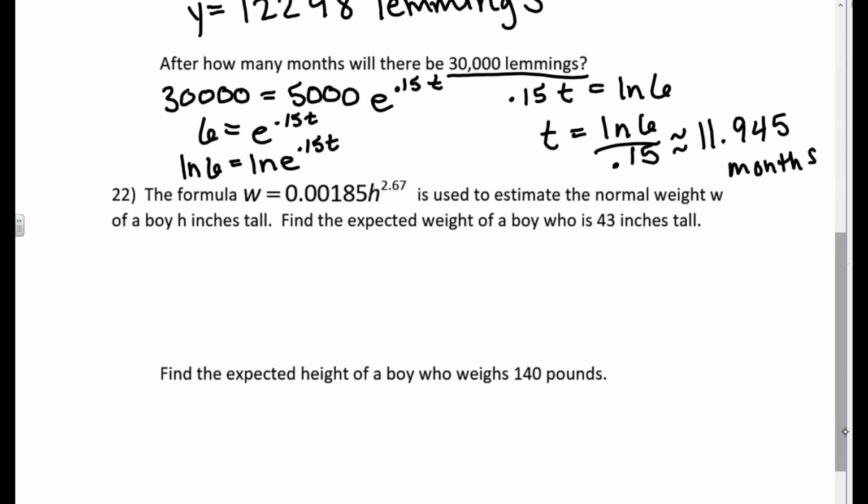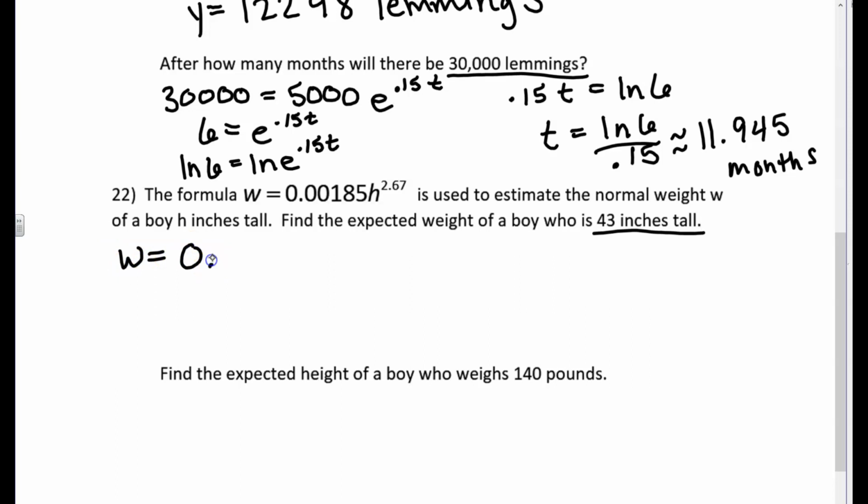All right, the formula W equals 0.00185 h to the 2.67 is used to estimate the normal weight W of a boy h inches tall. Find the expected weight of a boy who is 43 inches tall. So we have a height already, and I just want to find his weight. This is a plug and chug problem.